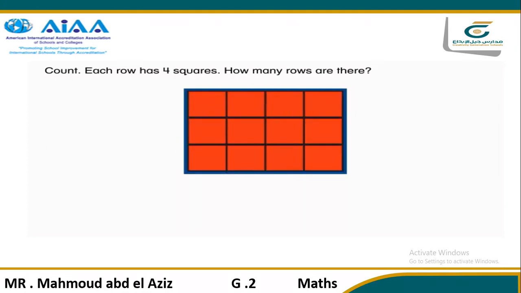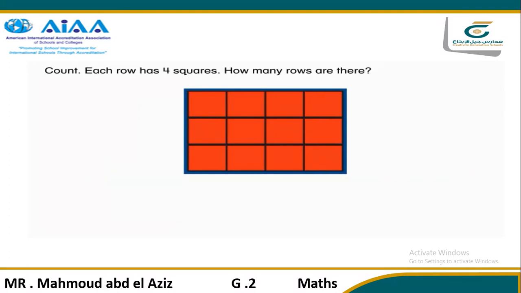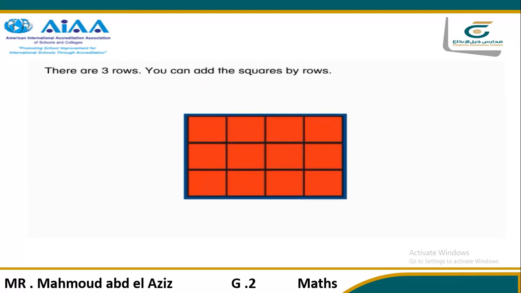Count. Each row has 4 squares. How many rows are there? Select your answer. There are 3 rows. You can add the squares by rows.